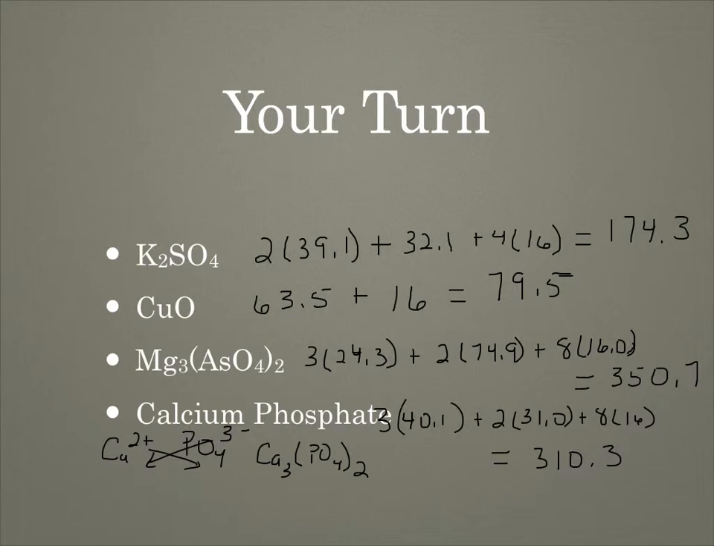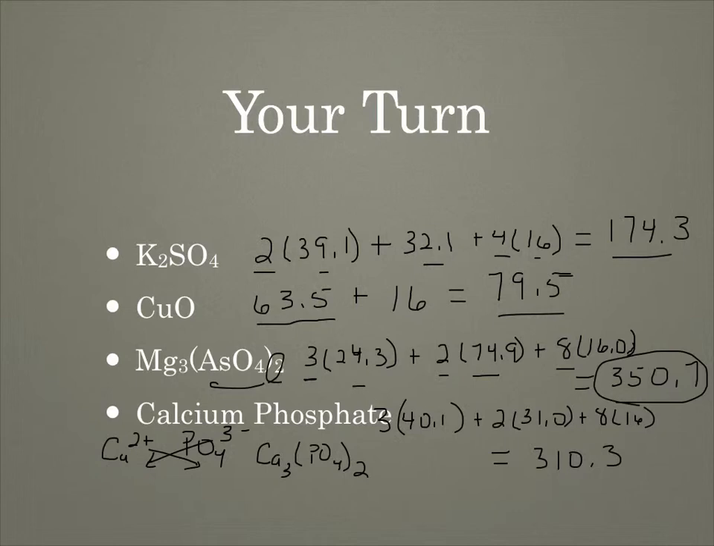Alright, so here are the answers. On the first one you can see there are 2 potassiums, 39.1, sulfur, 32.1, 4 times oxygen, 16, total 174.3. Copper oxide, we've got 63.5 for copper, 16 for oxygen, 79.5. On this one, a little bigger molecule, we've got 3 magnesiums, 2 because there's 2 times whatever's in the parentheses, so 2 arsenics and 8 oxygens gives us 350.7.